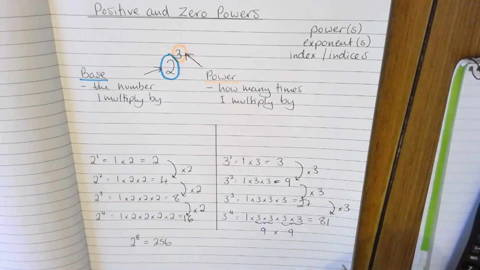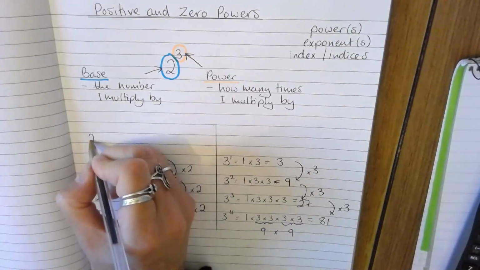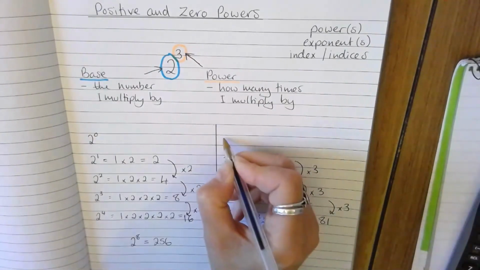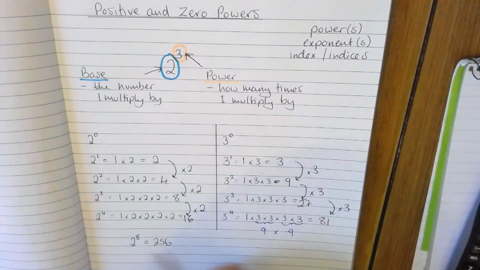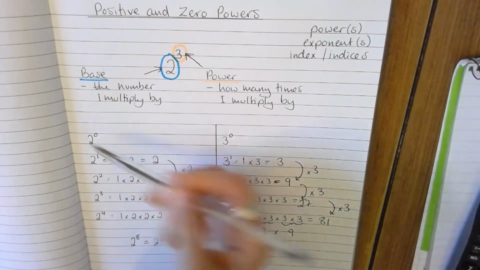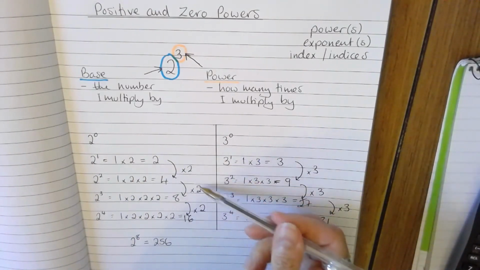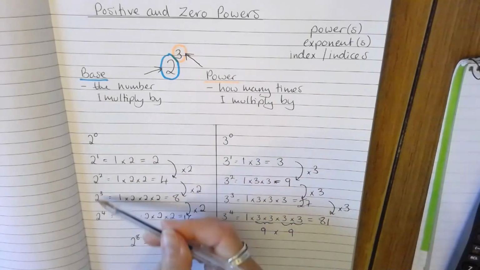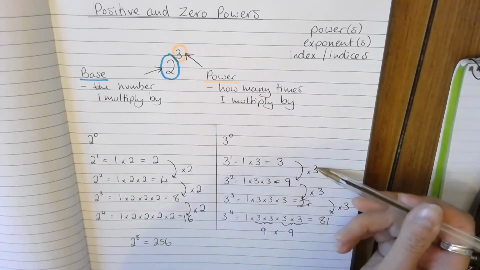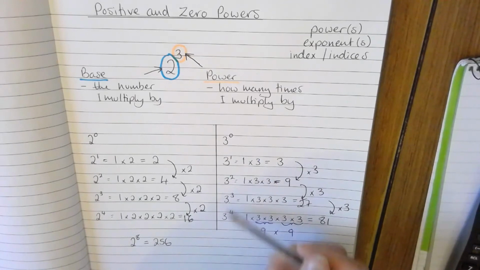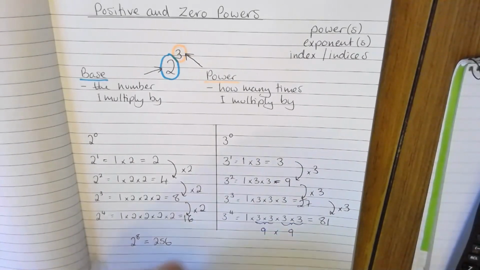Now, I haven't looked at powers of 0 yet, I left them till the end, so let's put those in here, because we're going backwards then with the power, we're reducing the power by 1 each time. So as we increase the power by 1, we multiply by 2. As we increase the power by 1 here, we multiply by 3, which is the base for this sequence.